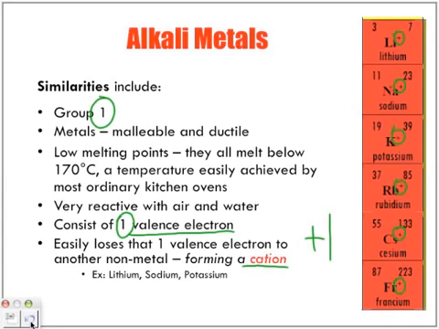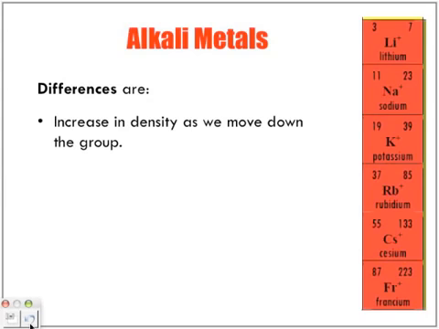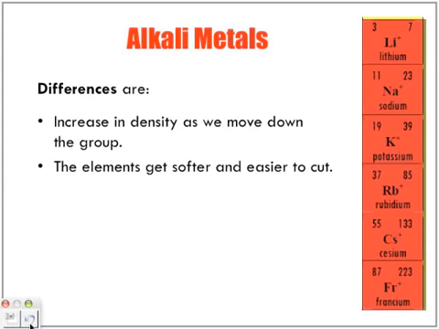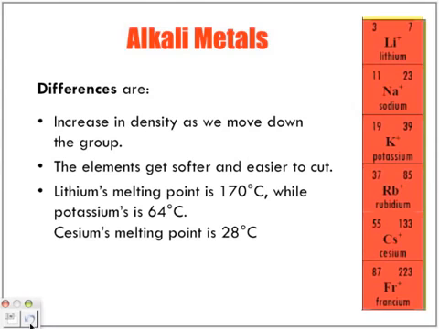So all alkali metals can lose that one electron that is considered the valence electron. Like I said, we'll talk about that later. A few differences: they increase in density as we move down the group. The elements get softer and easier to cut as we move down. Lithium's melting point is 170 degrees, while potassium is 64. Cesium's melting point is 28 degrees Celsius. The melting point decreases as we move down the periodic table.